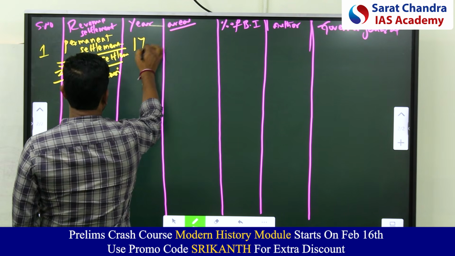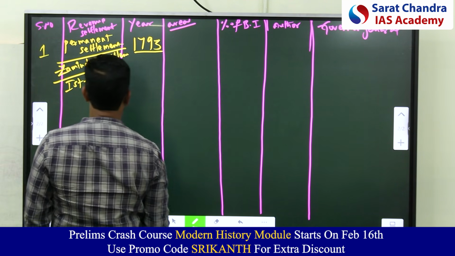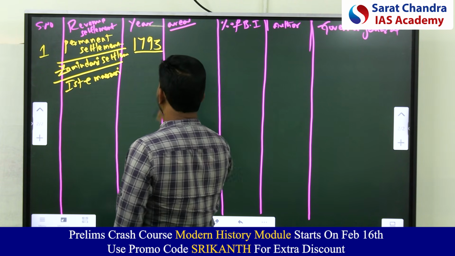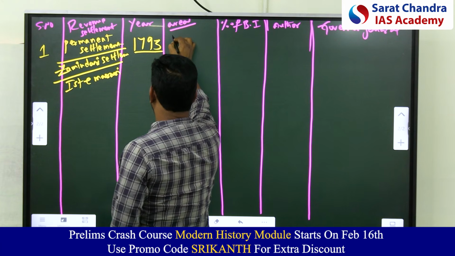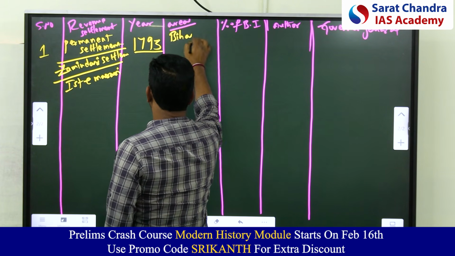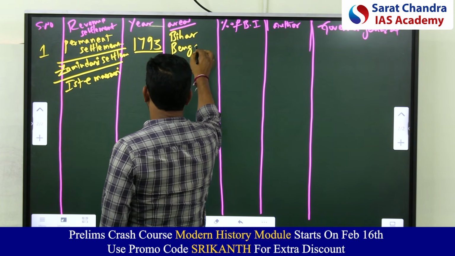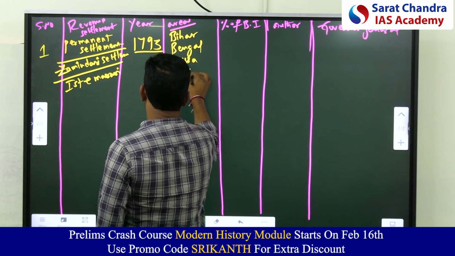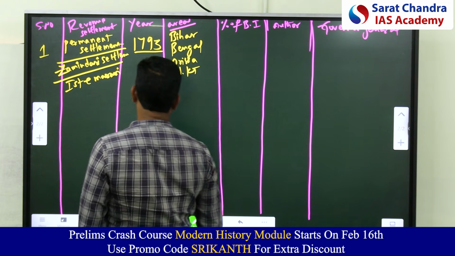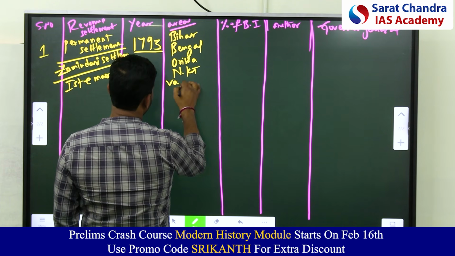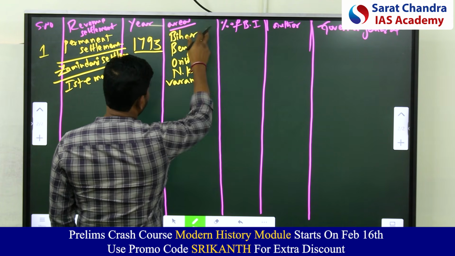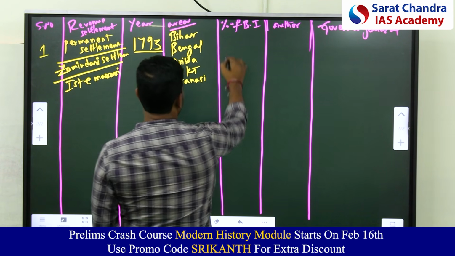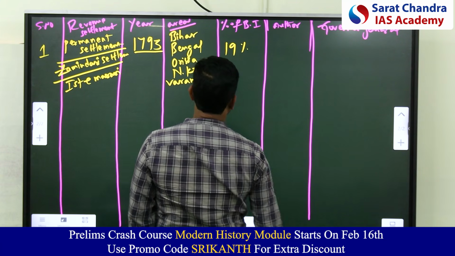It was implemented in the year 1793. In 1793, the revenue settlement known as the Permanent Settlement was introduced. It was implemented in the areas of Bihar, Bengal, Orissa, the northern part of Karnataka, and the Varanasi regions. These are the major areas covered under the Permanent Settlement. It covers almost 19% of British India.